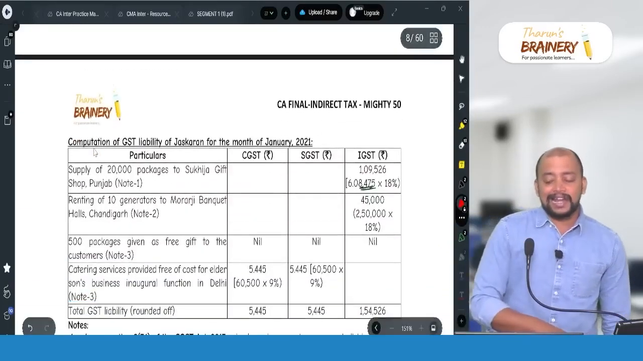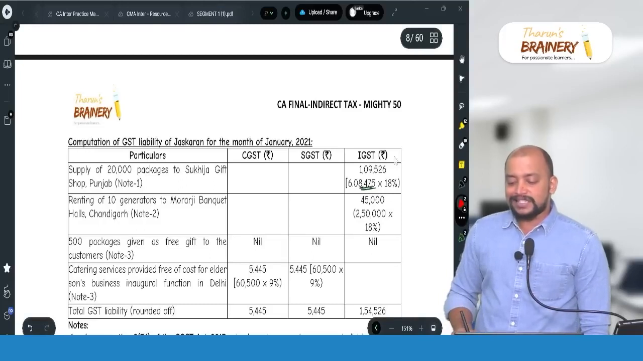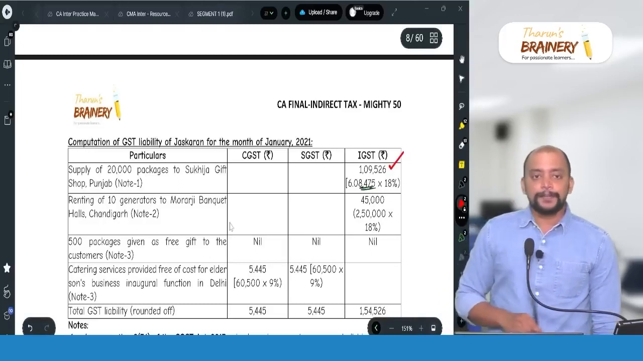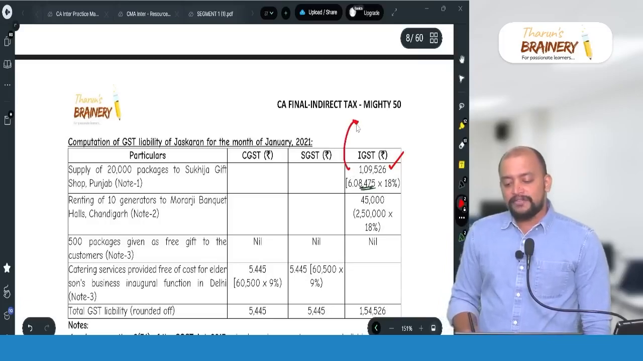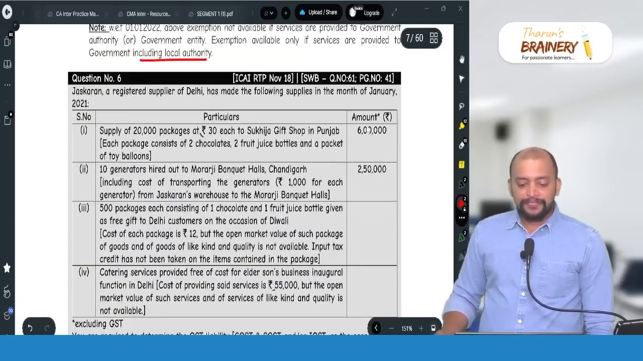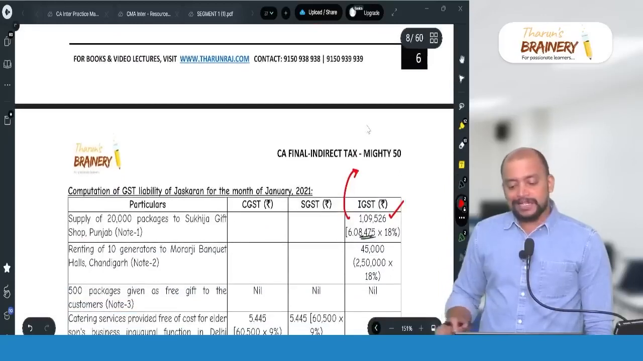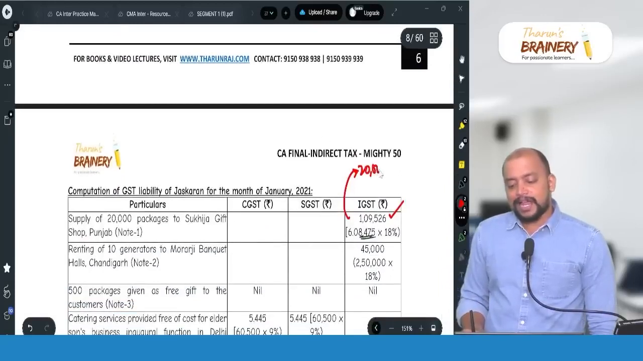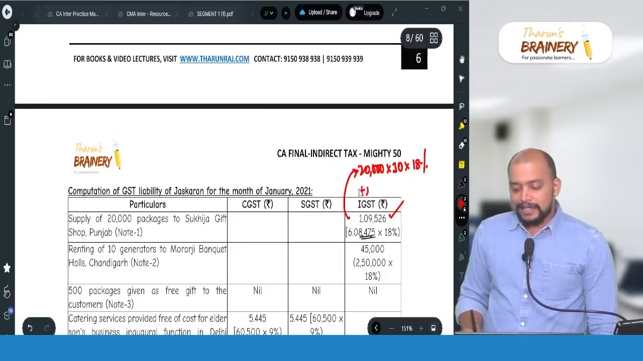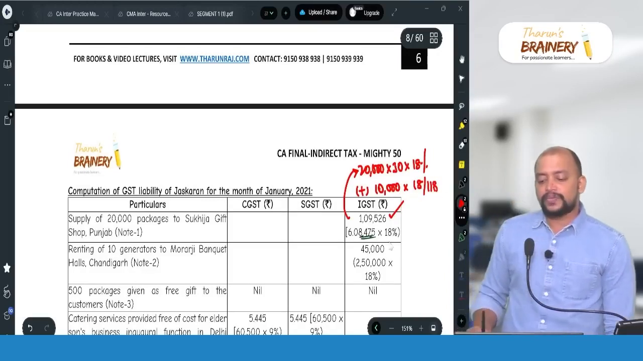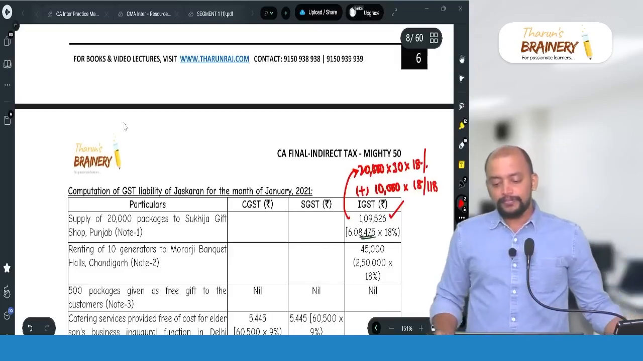So, 1,09,526 rounded off will be taken. So, how did we get this 1,09,526? First, we have taken 20,000 packages at 30 rupees each into 18%, plus 10,000 rupees interest into 18 divided by 118. So, that's where we got this number.